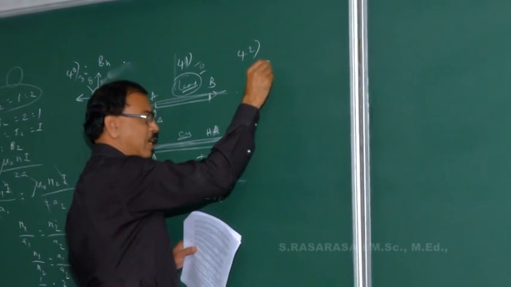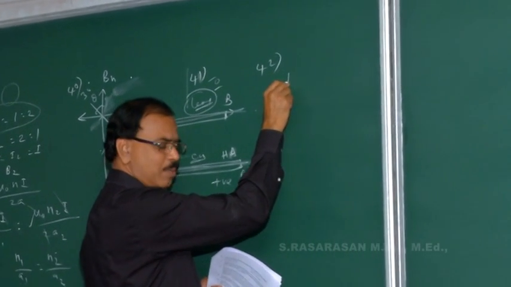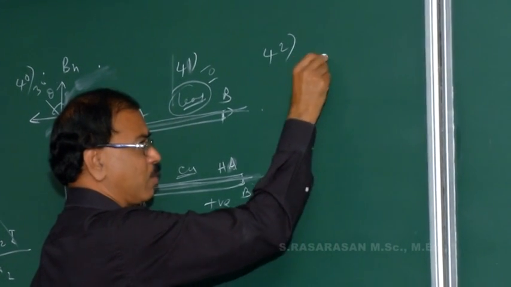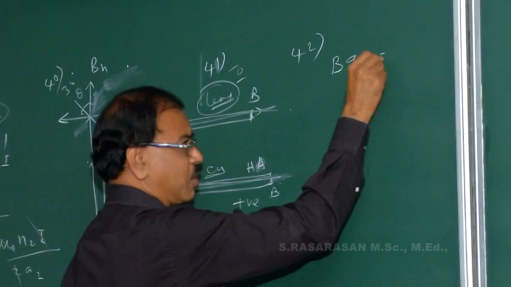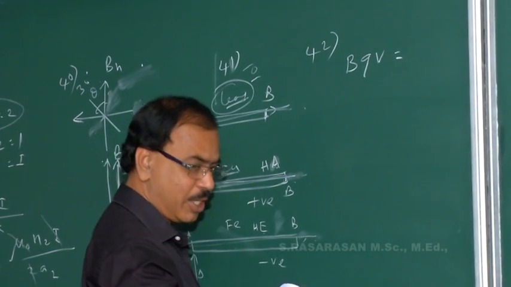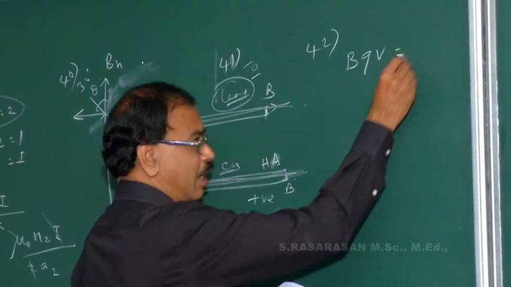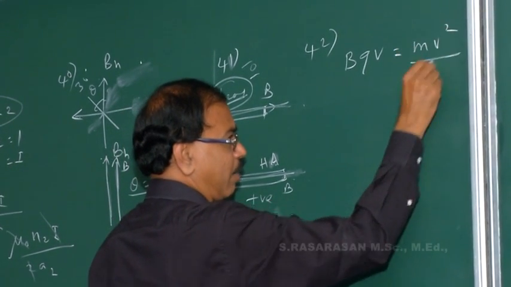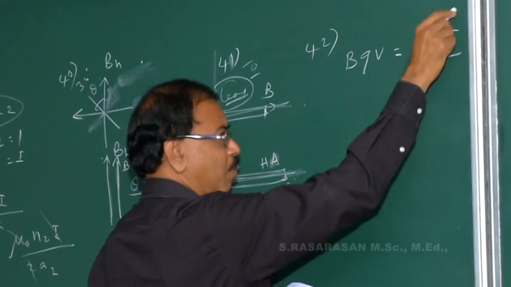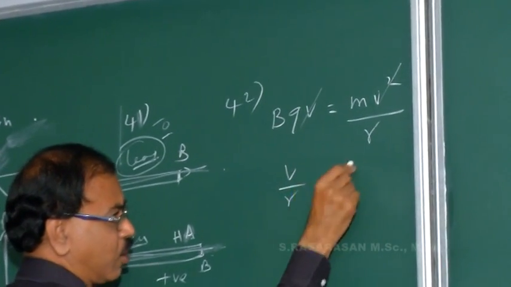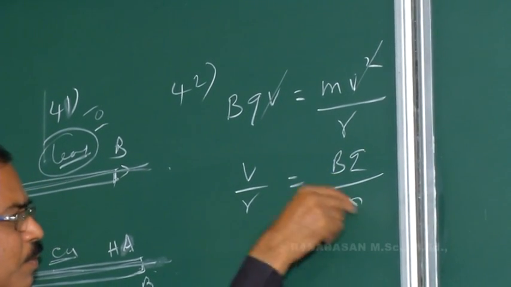In the case of cyclotron, the maximum Lorentz force is BQV sin theta, theta is 90, sin 90 is 1, so the force is maximum, BQV, which is equal to the centripetal force. Reason: because the maximum Lorentz force acts, the particle moves in a circular path. It is mv square by r, r being the radius of the circular path. So v cancels, hence v by r is equal to BQ by m.